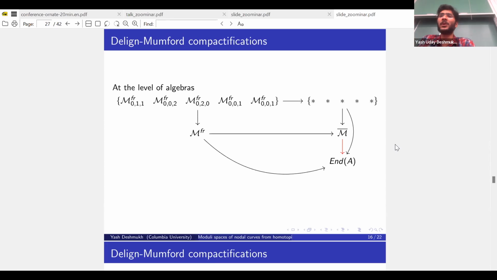And this is what we were looking for, but not quite. So the problem is that this was not an actual pushout, but just a homotopy pushout. So this is not true on the nose, but it's just true up to some higher homotopy coherences.